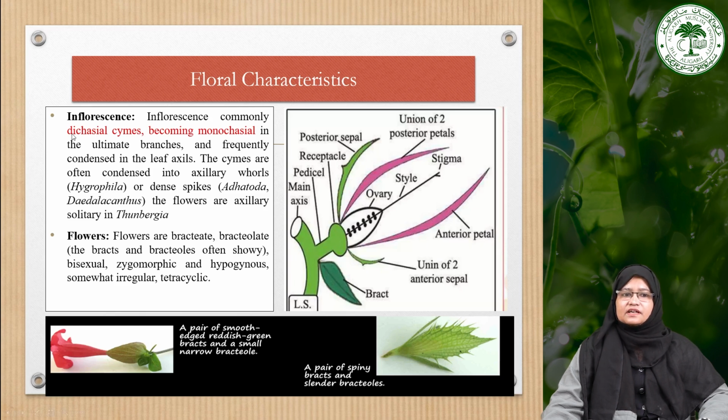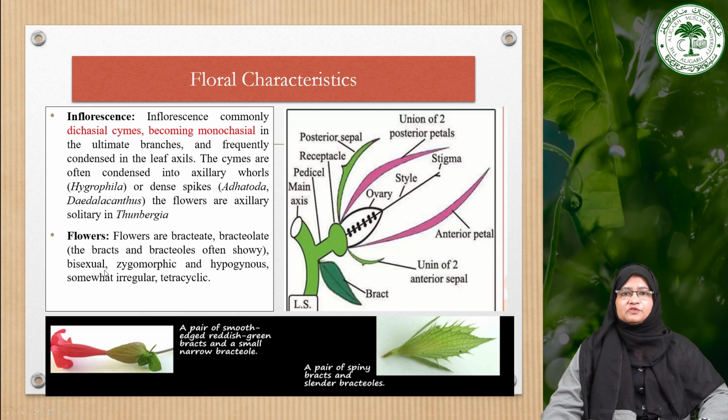Inflorescence is commonly a dichasial cyme, but sometimes it becomes monochasial, or it may be branched, or it is frequently condensed in the leaf axil. The cyme is often condensed into axillary whorls in the case of Hygrophila, a dense spike in the case of Adhatoda, and the flowers are axillary or solitary in the case of Thunbergia.